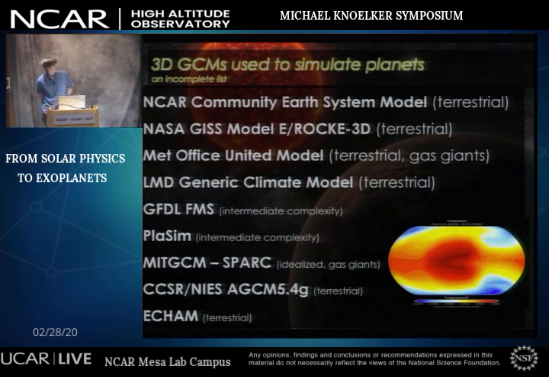The LMD Generic climate model and their family of models, they have LMD Mars, LMD Saturn, et cetera, et cetera. They're arguably the leader in the field. They've had community support, or institutional support, for that model for a couple decades, so they're leading the field, I would say. And then various GCMs of intermediate complexity, meaning a dynamical core with simplified physics. Various flavors of GFDL FMS, PlaSim, MITgcm, and SPARK, used a lot for gas giants, and a few others.